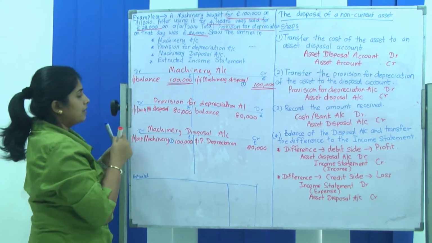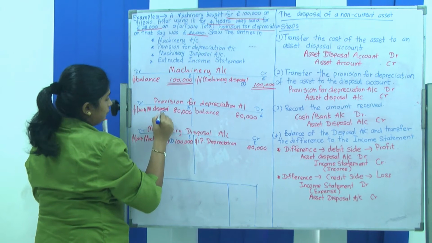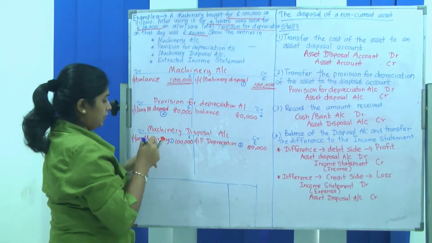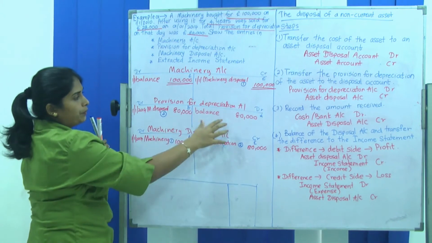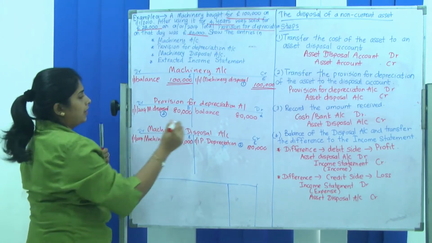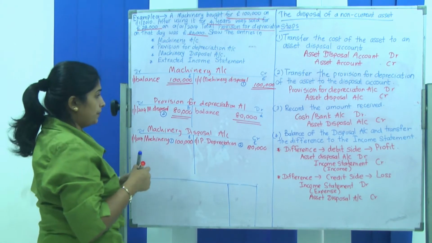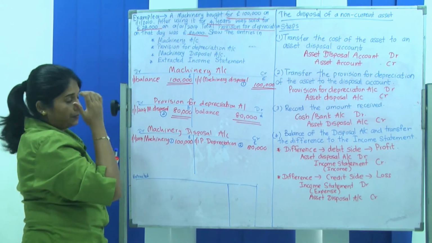So this is the second step. Now you can see provision for depreciation, both sides have 80,000, that means the provision for depreciation no longer continues. Now the second step has been completed.